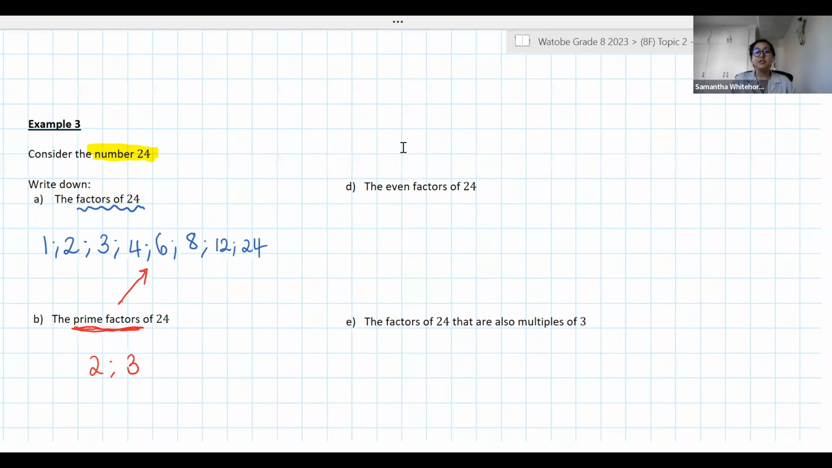And so if we look at our list of factors, the only ones that are prime numbers are, like I say, 2 and 3.